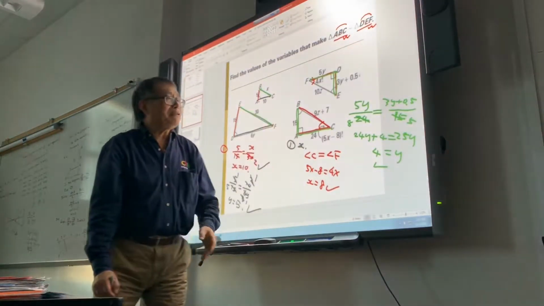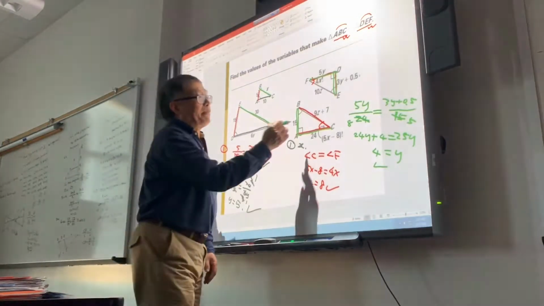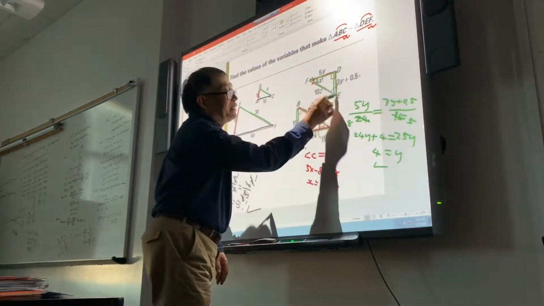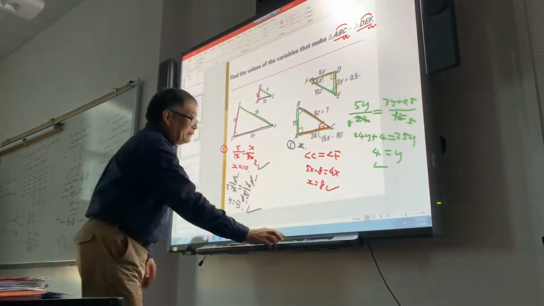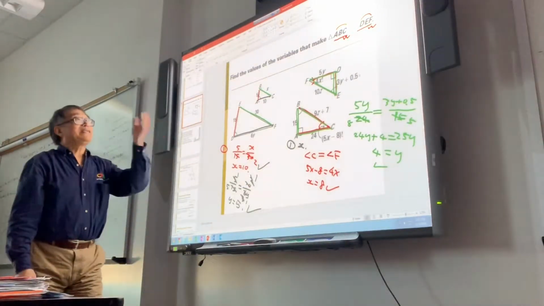Z is the same thing. You just find the Z. So hypotenuse, this side over this side equals something. Do you understand, please?